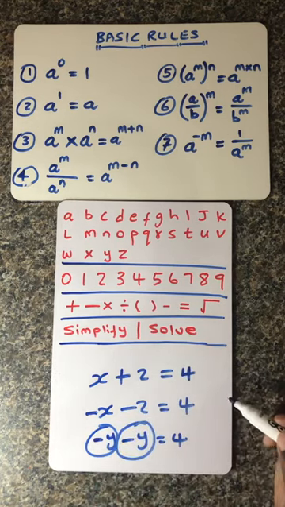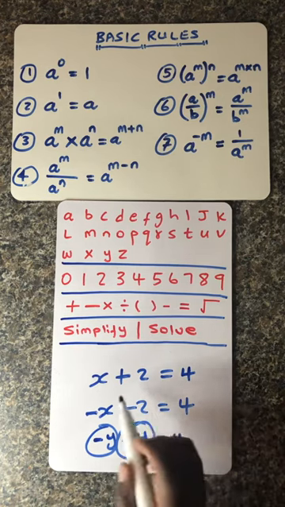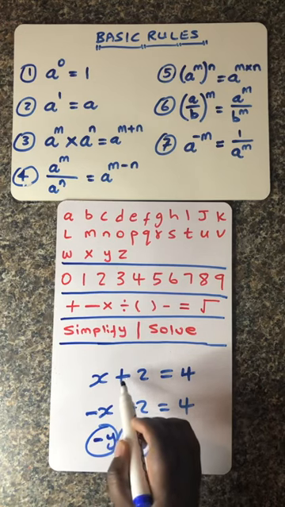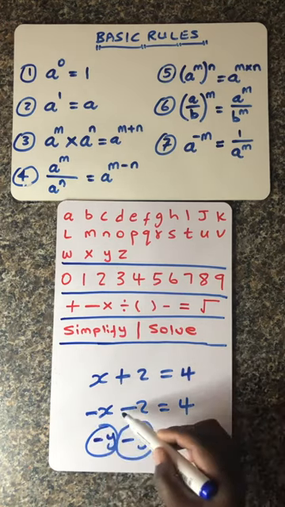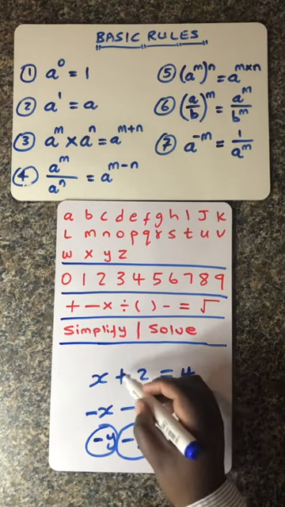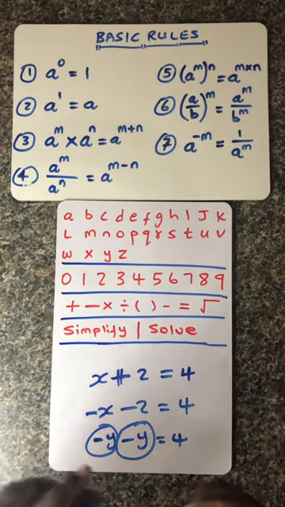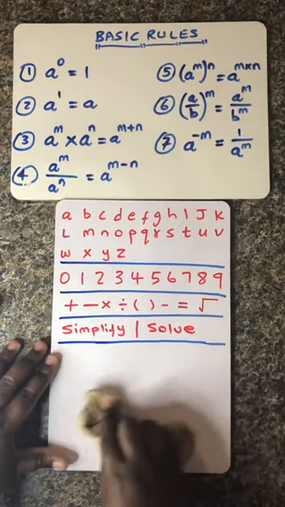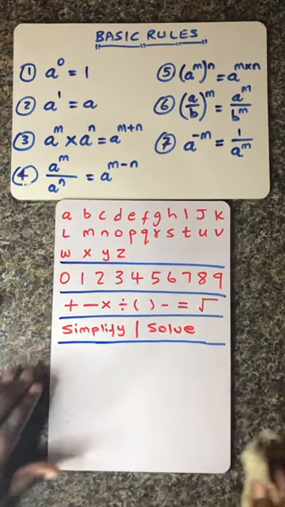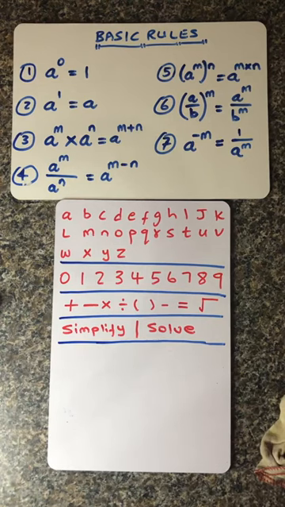So that means we have a positive, we also have a negative. So this is minus and this is a plus sign. Okay, so guys, I hope at this stage you fully understand these basic rules.